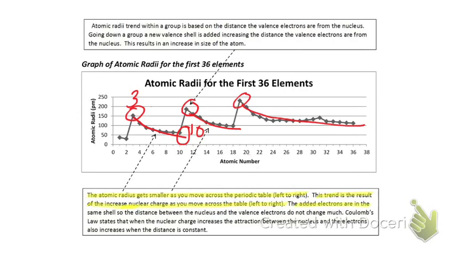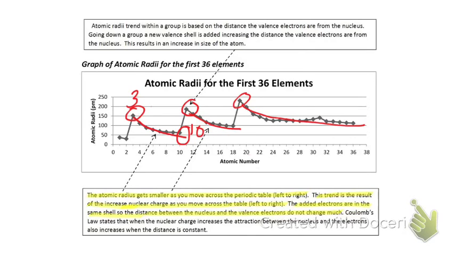The added electrons are in the same shell, so the distance between the nucleus and the valence electrons does not change. So in other words, as we move across the periodic table, the distance between the nucleus and the valence electrons is not going to have an effect on the attraction, because the distance isn't going to change. The only thing that's changing is the number of protons in the nucleus.